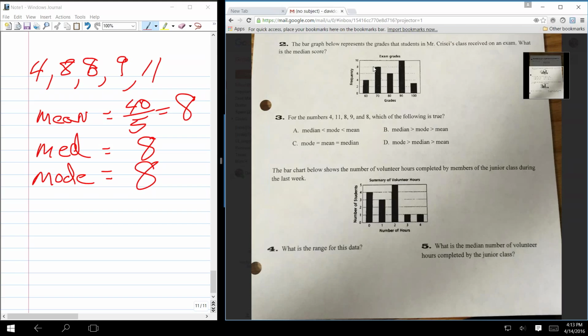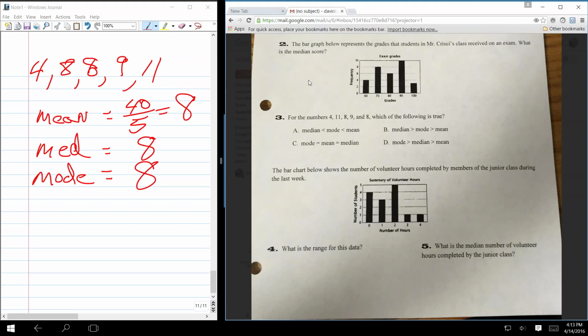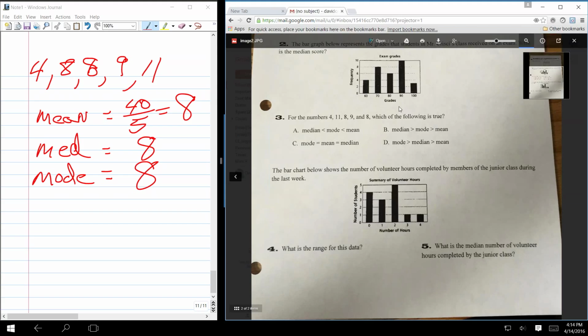This bar chart is very similar to this bar chart. The range is going to be the distance from the lowest number on your list to the highest number. In number 2, what's the range?